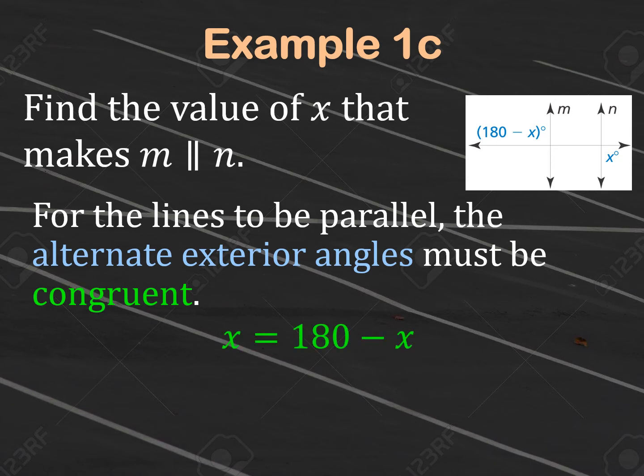So we set them equal to each other. x equals 180 minus x. We're going to add x to both sides to isolate the x. So 2x equals 180. Divide both sides by 2. And so you see that each angle is actually 90 degrees.